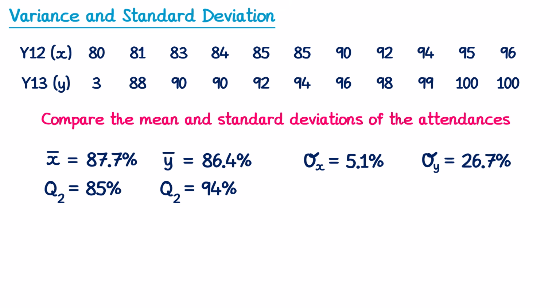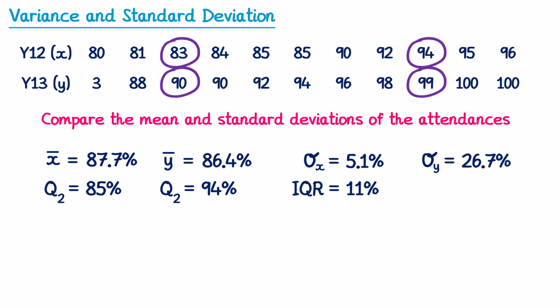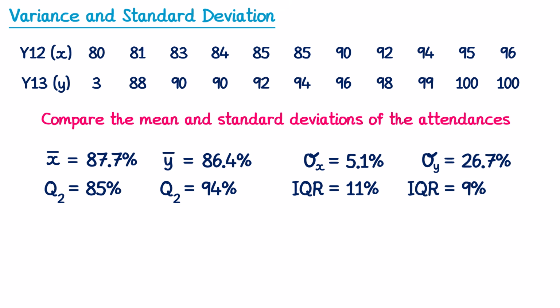If we worked out the interquartile ranges, that's the difference between the upper and lower quartile. For Year 12, the difference between these two, and Year 13, the difference between these two. So for the interquartile range, we get 11% for Year 12, and 9% for Year 13. In both of these, we end up with the opposite conclusions. So if you look at the median for Year 12, it's actually lower at 85% compared to the median for Year 13 of 94%. This is because the median isn't affected by the extremely low value of 3%.